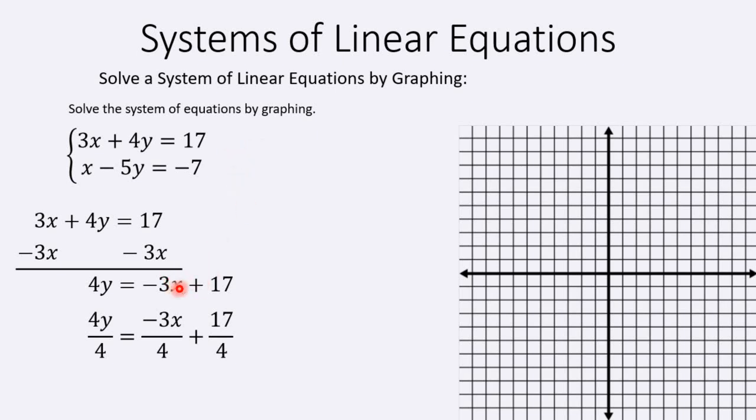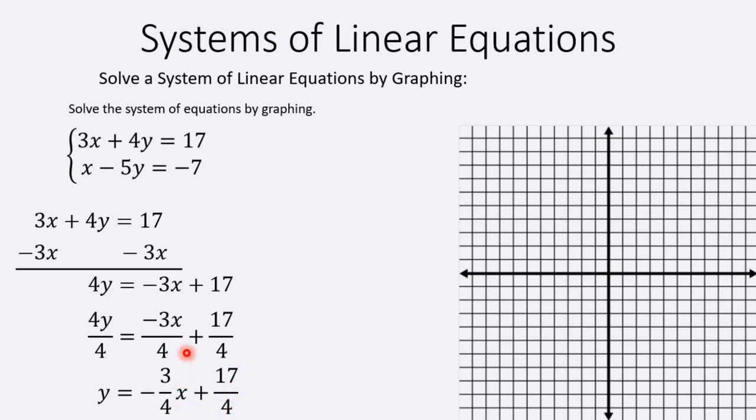On the right side, I just divide each individual term by 4. On the left, the 4's will cancel, leaving me just y, so it's now in slope-intercept form. Negative over positive gives you y equals -3/4 x plus 17 over 4. So we're going to graph the y-intercept.